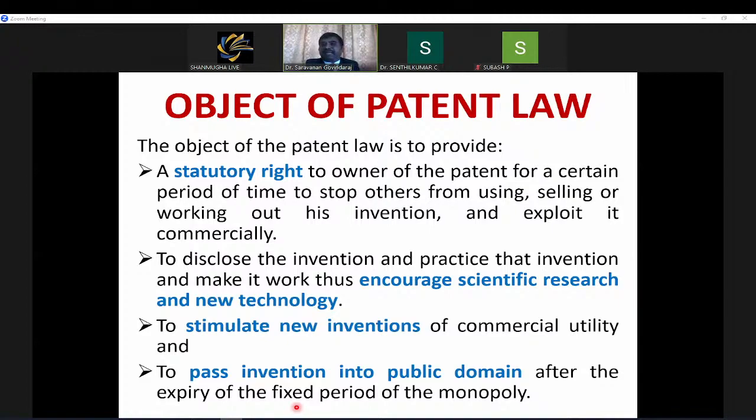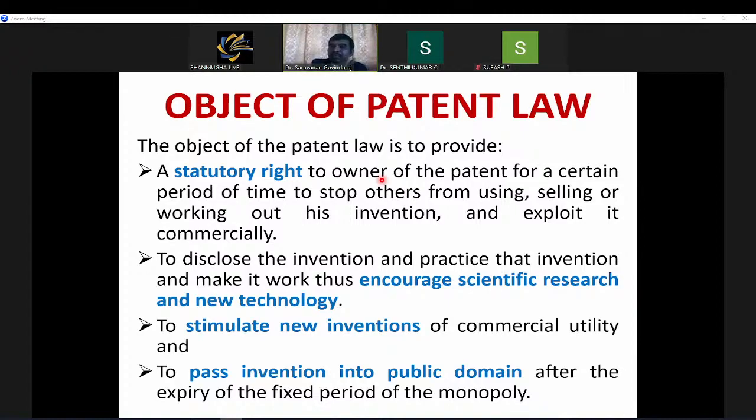What is the object of this patent? Like earlier, in the first slide itself we discussed that it is a right by which ideas are protected. This patent will give statutory rights to the owner of that invention for a period of time. That period of time is 20 years. In those 20 years, he is the lone person who can use, sell or work on their invention.